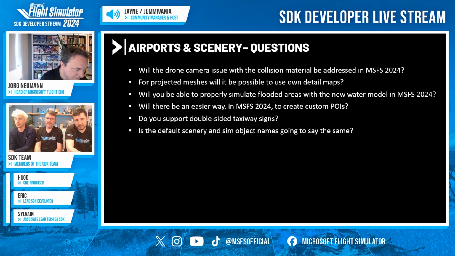Will there be an easier way in 2024 to create custom POIs? Actually, I was amused by this one because I don't think we've changed anything in the way you create custom POIs. So I was just wondering, what do you find difficult in doing them, and what can we do to help? It's a good question. I mean, we obviously make hundreds of these things all the time.